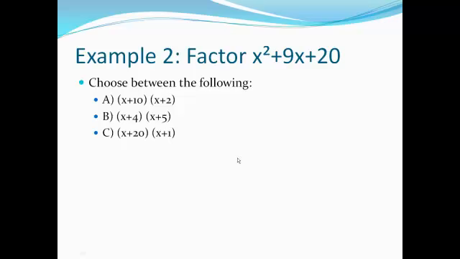Now I want you guys to try one. Example 2, factor x squared plus 9x plus 20 and choose between the following. Choice A, x plus 10 times x plus 2. Choice B, x plus 4 times x plus 5. Choice C is x plus 20 times x plus 1.